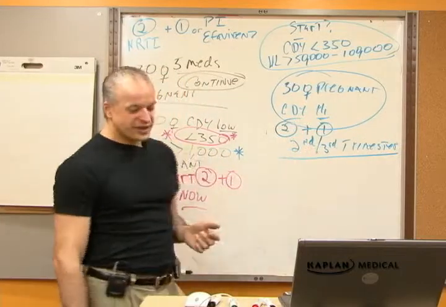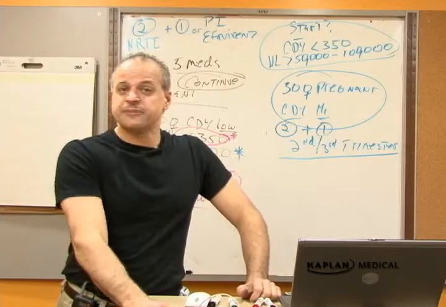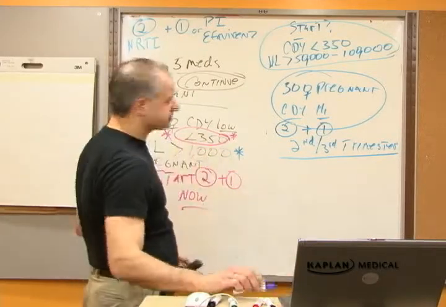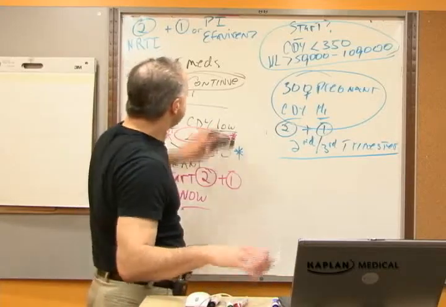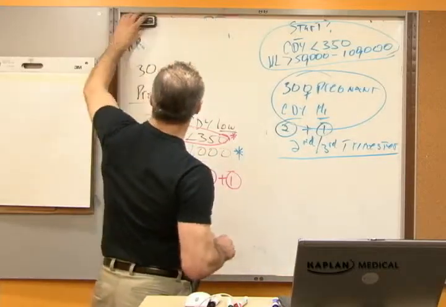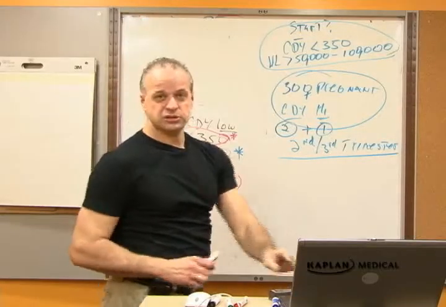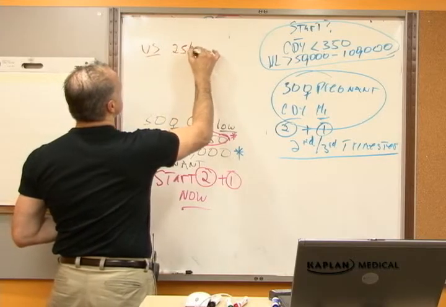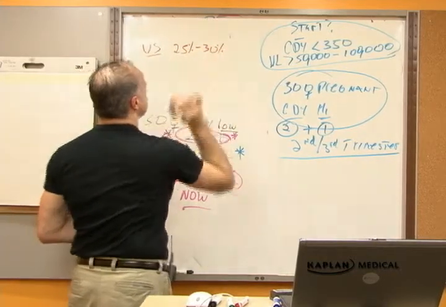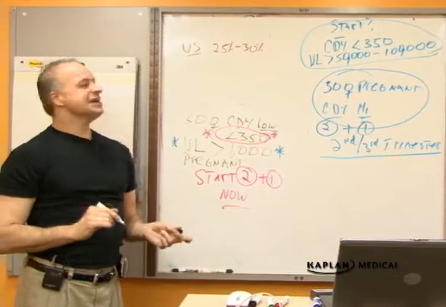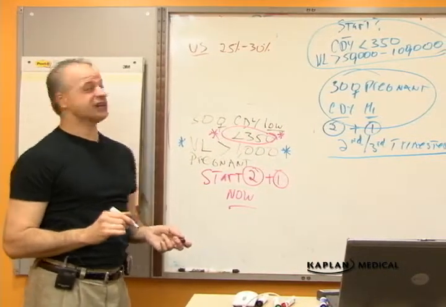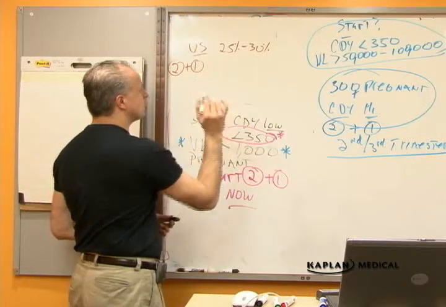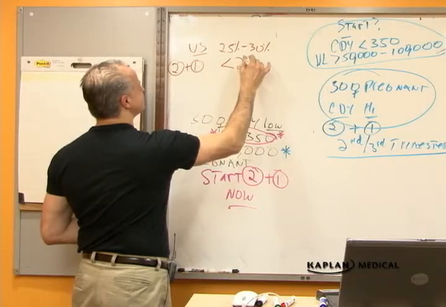Do you know what the rate of transmission of HIV from mother to child is? It depends on the T cell count and viral load. Now, overall, the US figure for transmission from mother to child is somewhere between 25 to 30% with no medications. If you use AZT alone, it's 8%. But with 2 nucleosides and a protease inhibitor and a controlled viral load, it is less than 2%.